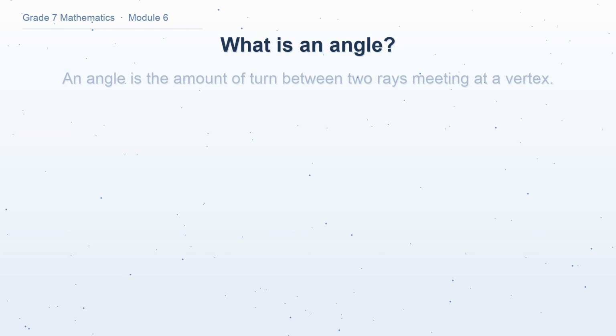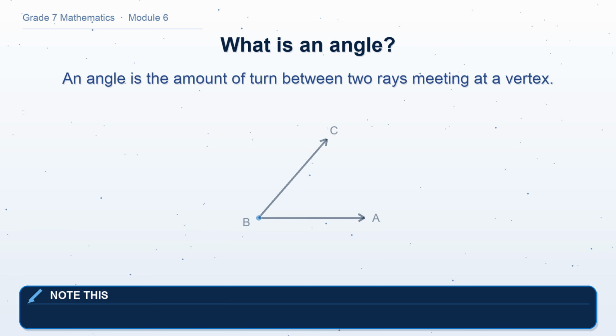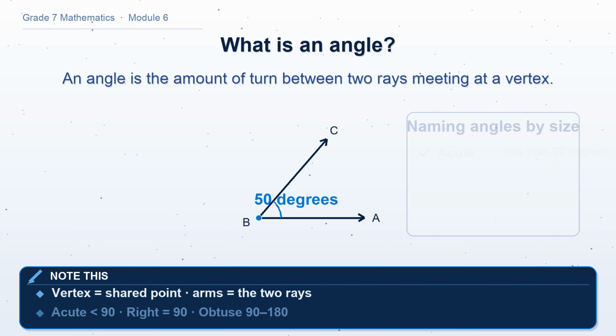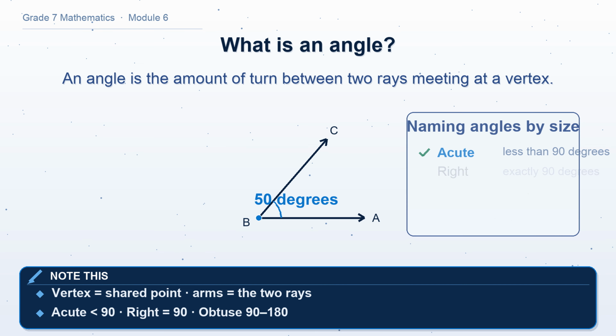An angle is formed when two rays share a starting point. That shared point is called the vertex, and the two rays are the arms of the angle. An angle measures the amount of turn between the arms in degrees. We sort angles by their size. An angle smaller than 90 degrees is acute, like the one shown here. An angle of exactly 90 degrees is a right angle, a square corner. Between 90 and 180 degrees it is obtuse, and exactly 180 degrees forms a straight line. Knowing the type tells us roughly how big an angle is before we measure it.